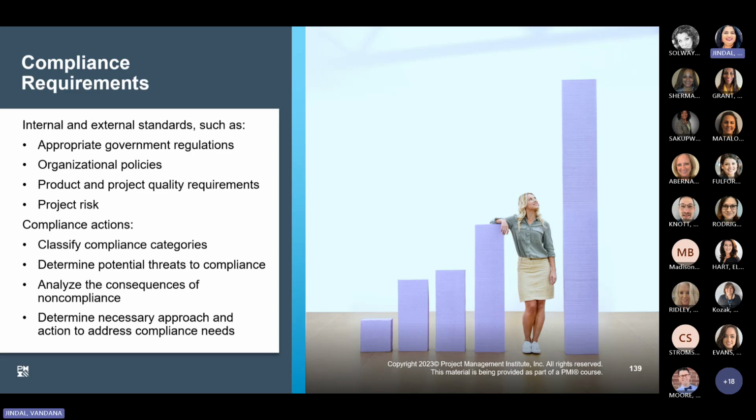So in order to manage the compliance needed for a project, you need to take these extra steps: classify the compliance categories, determine the potential threat to compliance, analyze the consequences of non-compliance, and determine the necessary approach and actions to address those compliance needs.